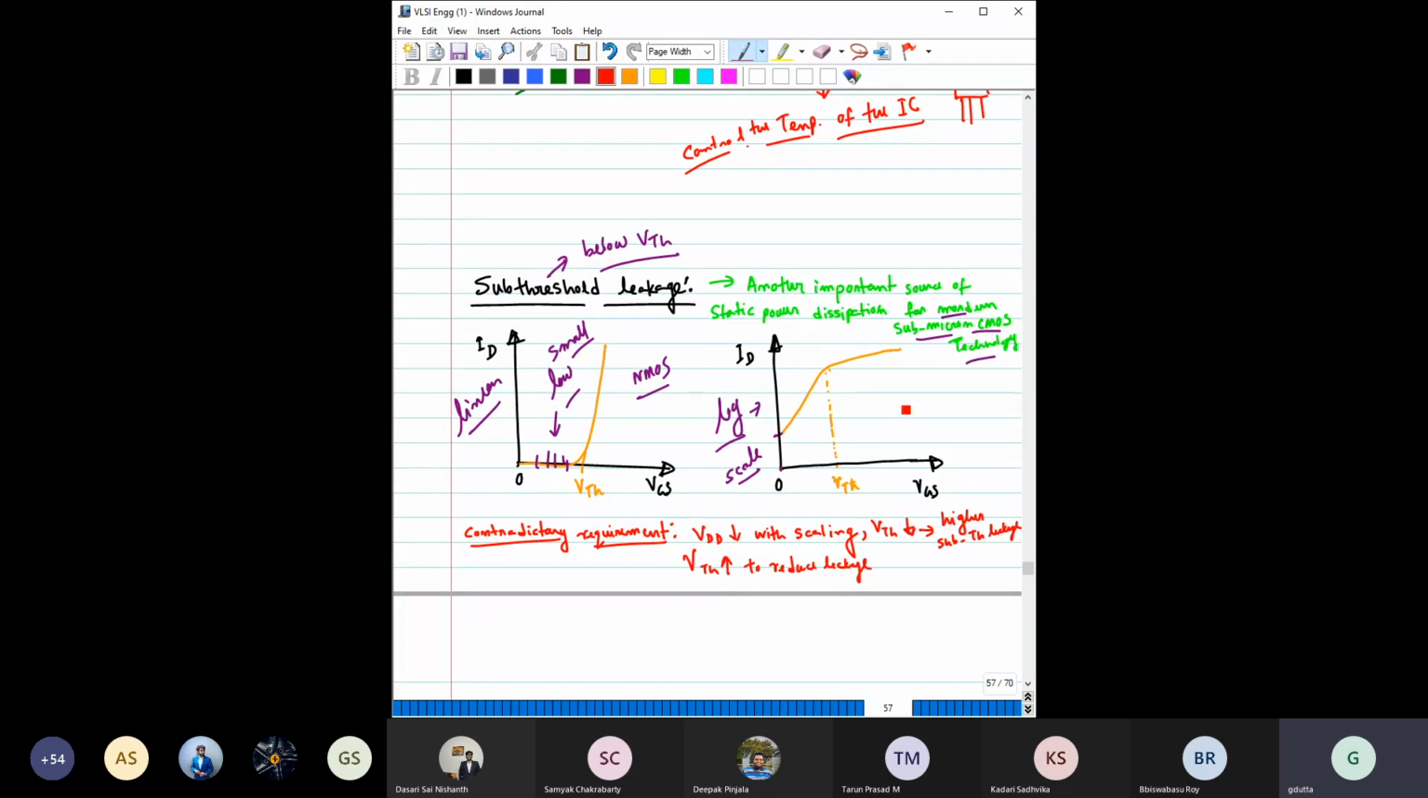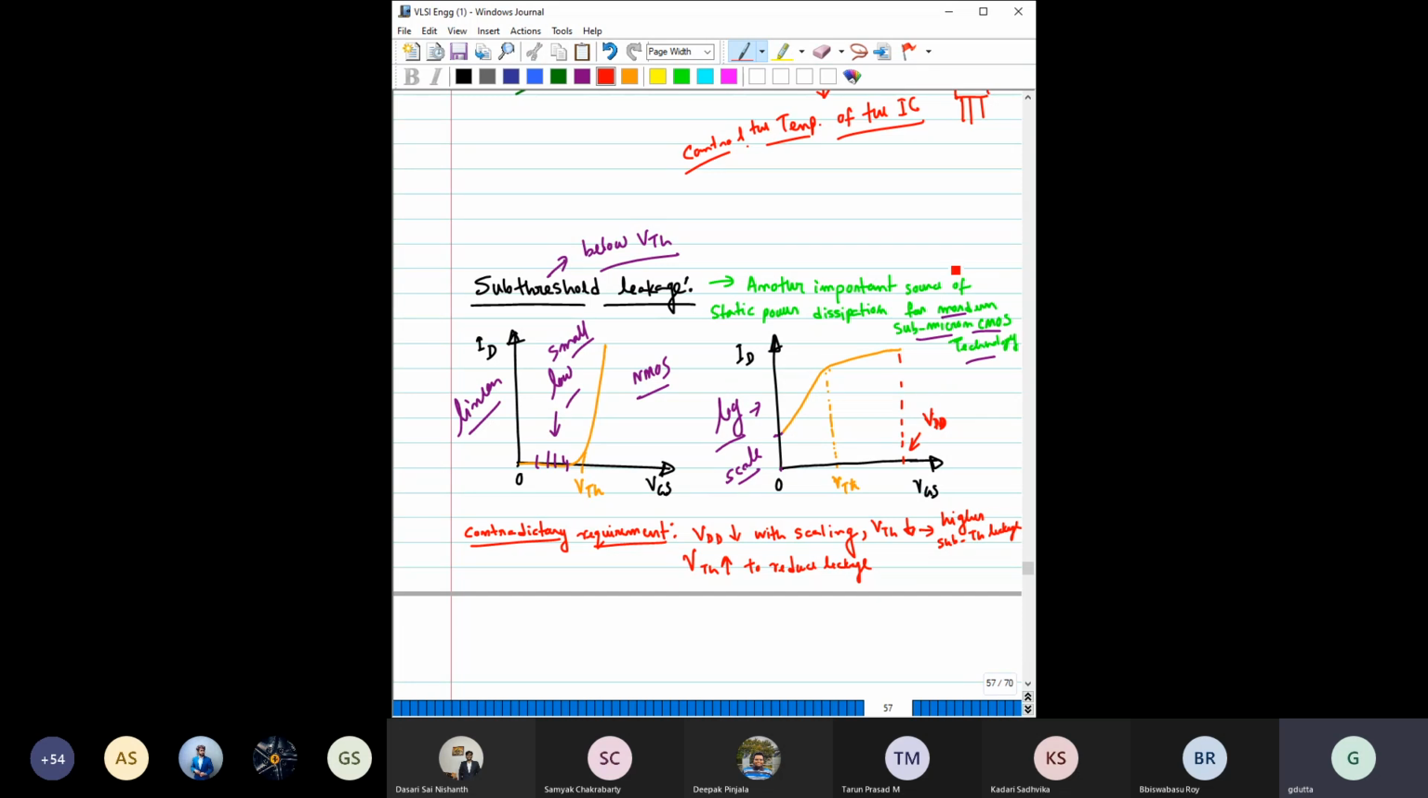Now what is the maximum voltage that VGS can go up to? That maximum voltage is VDD, right? VGS maximum voltage is VDD. That's the only permitted voltage. You cannot go beyond VDD, the supply voltage. Okay, now what will happen? Think about it from the scaling point of view.